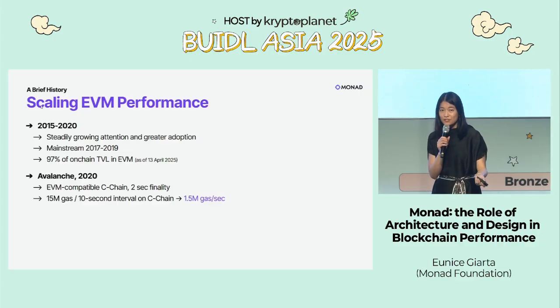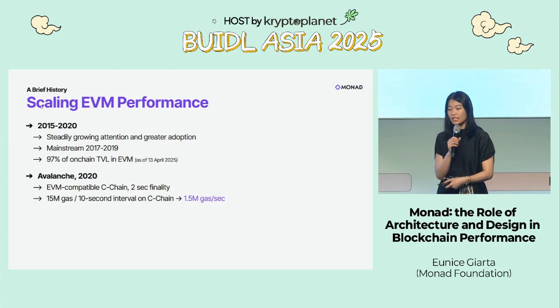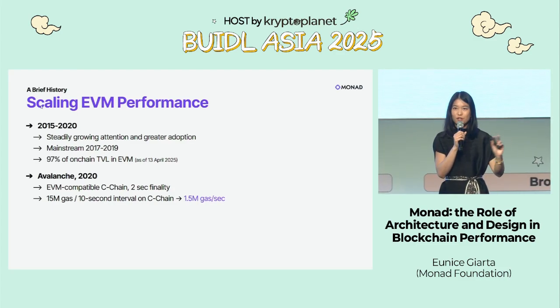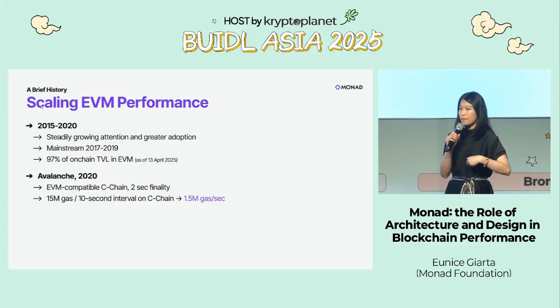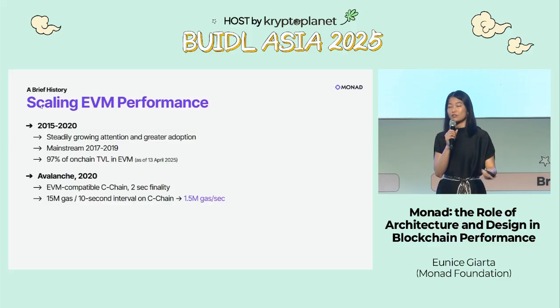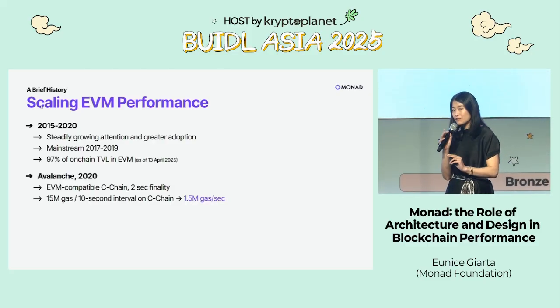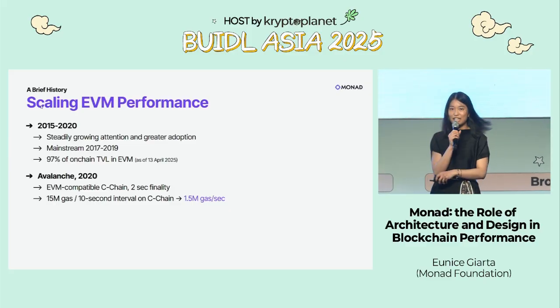In answer to some limited throughput, limited performance on EVM, we had a couple of new blockchains go live. In 2020, we saw Avalanche. They had, or maybe still have, a 3-chain approach where the C chain is where transactions for smart contracts occur. It has about a 2-second finality, as well as 15 million gas for every 10-second interval. So a little bit better than Ethereum's starting point. That gets us to 1.5 million gas per second.